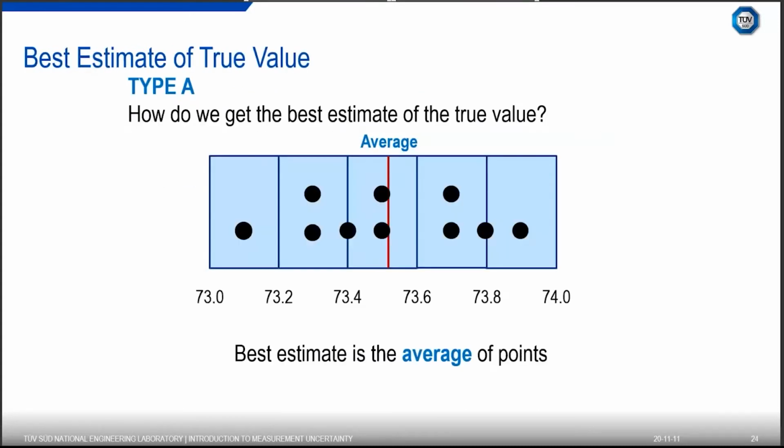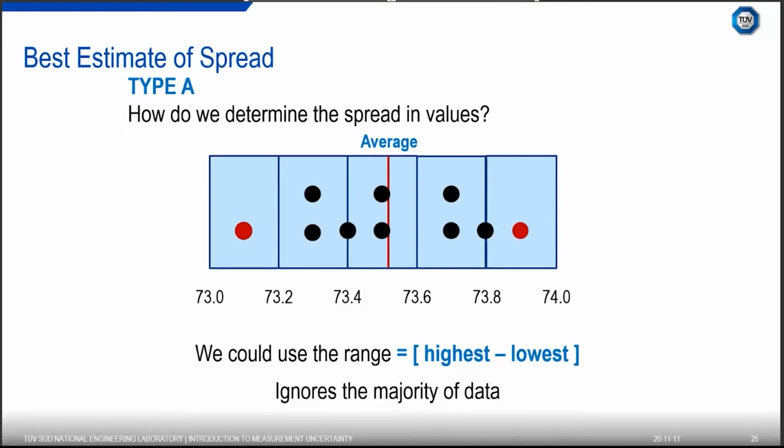First of all, there's a number of points here. How would we get the best estimate of the true value? So we would take the average of the points, but again, this is an estimate, a best estimate of what the true value would be. How would we determine the spread in values? So we could take the highest and lowest point and calculate the range, but this doesn't do anything in terms of characterising what's going on within the range and how spread the values are within the range. And as it says here, it ignores the majority of the data.